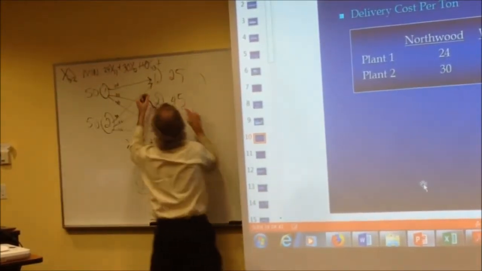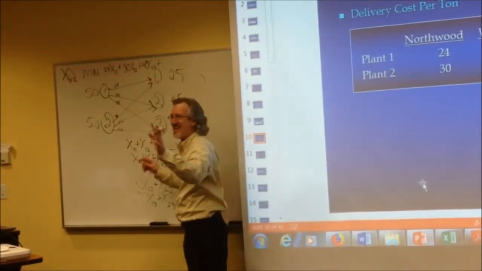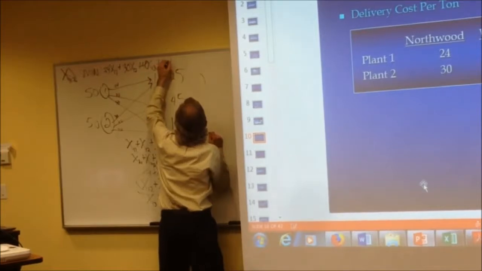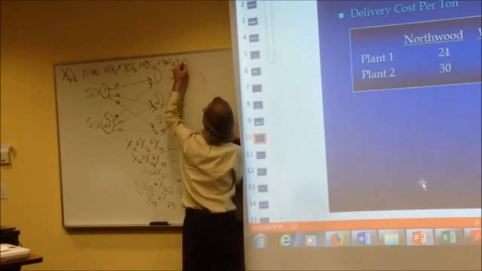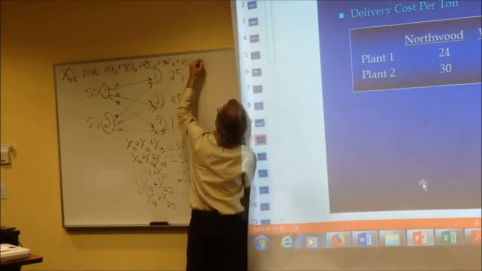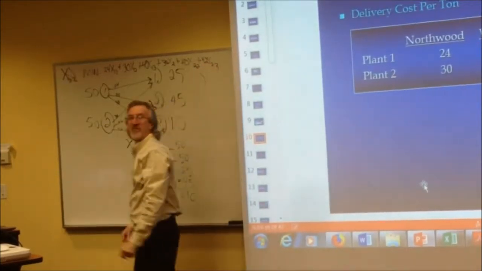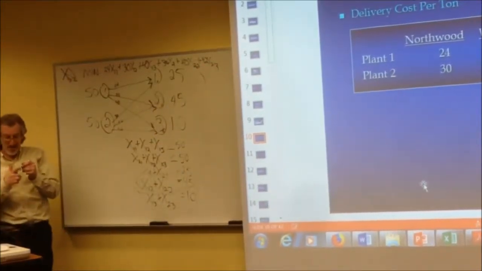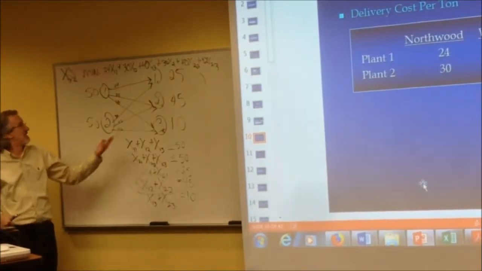What's the next one here? No one knows where I left off. 30. What'd you say? 30 X21 plus 40 X22. The last one is 42 X23. There's your objective function.